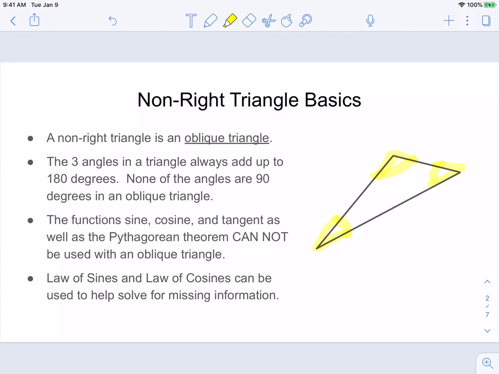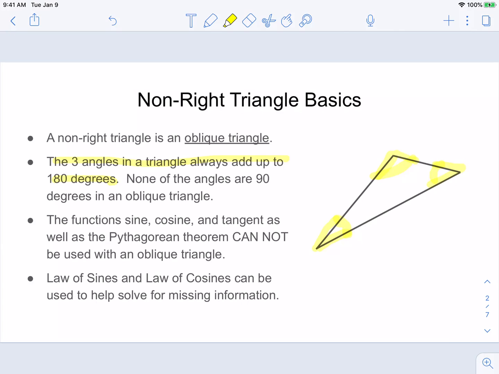We know, just like we said previously, that when you have a triangle, the three angles in the triangle are always going to add up to 180 degrees. So this is an important piece of information to know. Regardless if it's a right triangle or an oblique triangle, we still have the three angles adding up to 180 degrees. It's just when it's an oblique triangle, none of the angles in the triangle are a 90-degree angle.